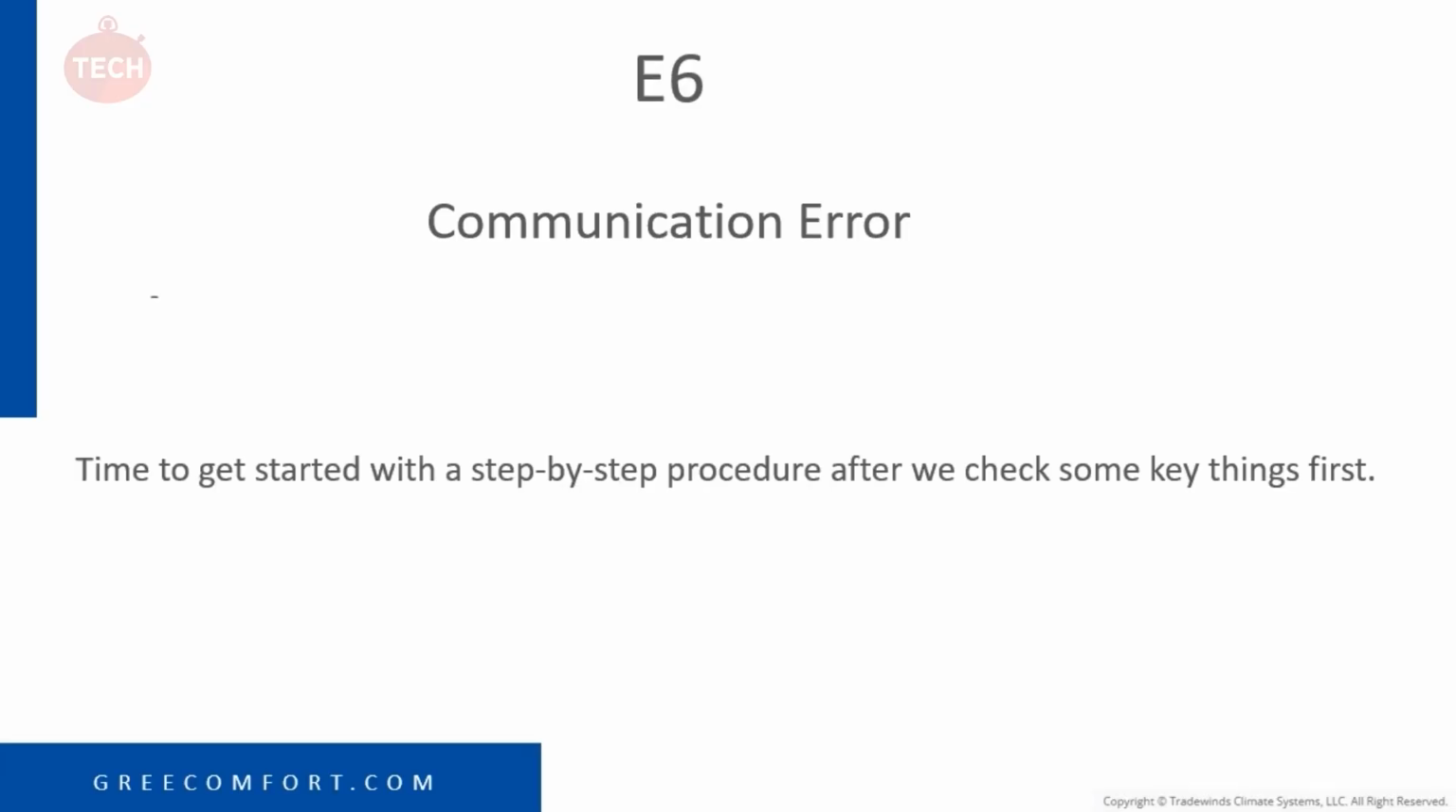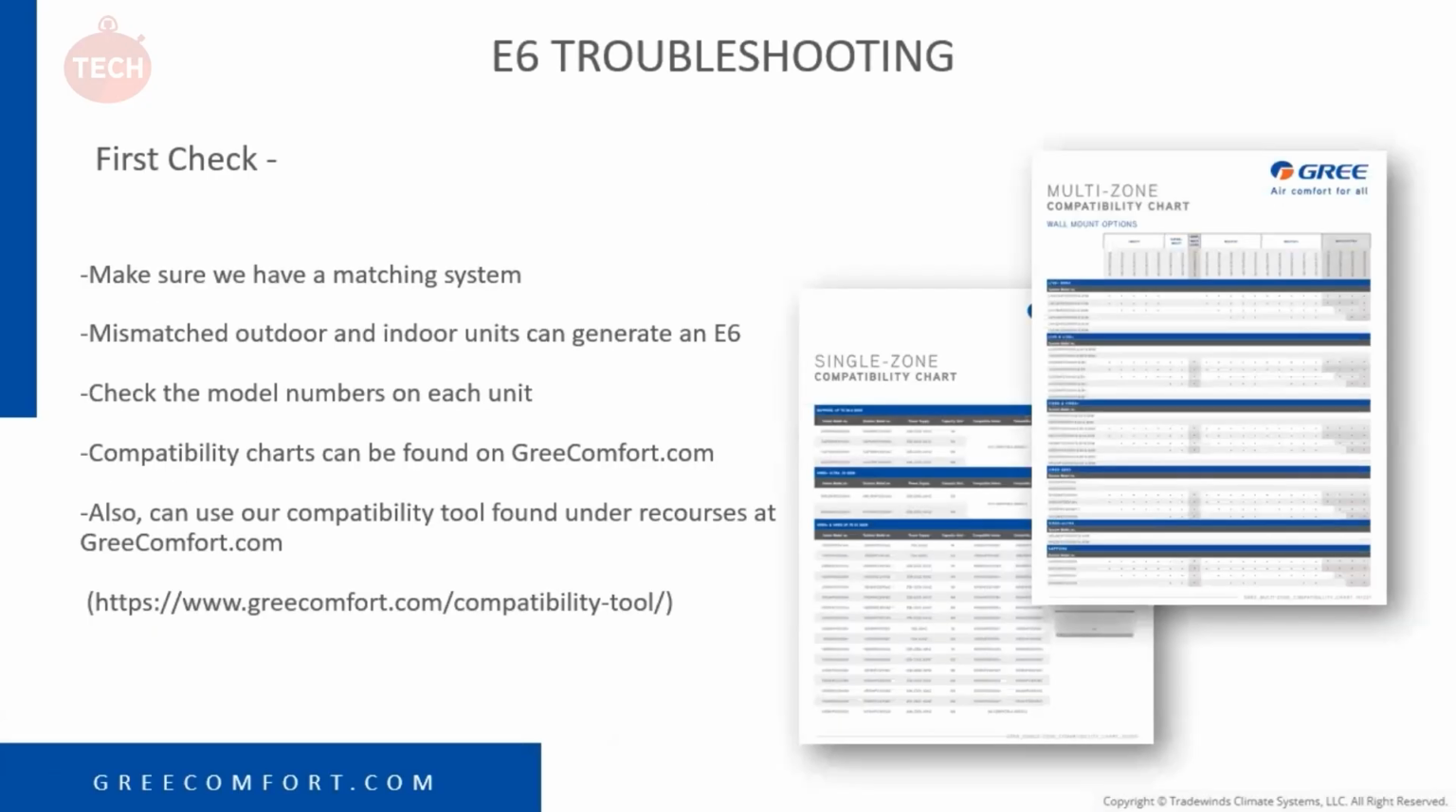All right, so time to get started with a step-by-step procedure. First check, ideally we want to make sure that this is a matching system. If it's not a matching system, sometimes that could generate an E6. You can check the model numbers on each unit and get a compatibility chart found on our website at greecomfort.com. Also, you can use our compatibility tool found under resources at greecomfort.com.